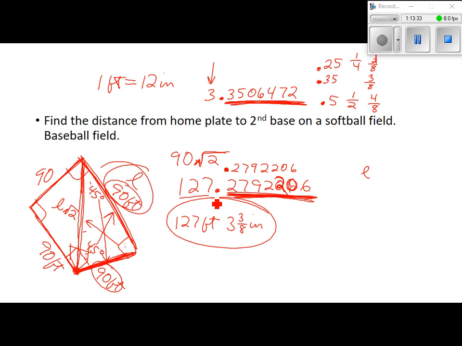That's how far it is from home plate to second base on a baseball diamond. How far is it from first base to third base? The same thing.